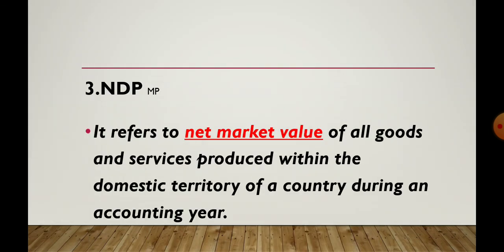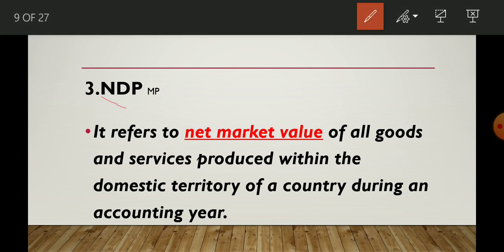Next, the third component is NDP MP. N means net and MP means market value. So how are we going to write its meaning? It refers to net market value of all final goods and services produced within the domestic territory of a country during an accounting year. Okay students, note down here: final.